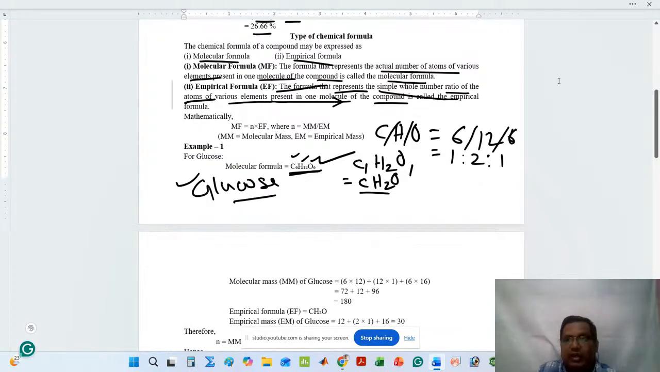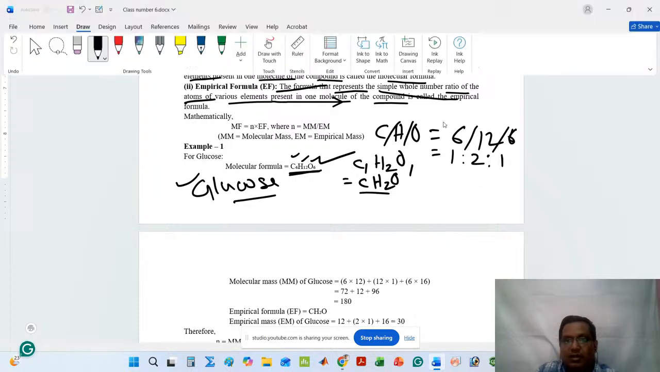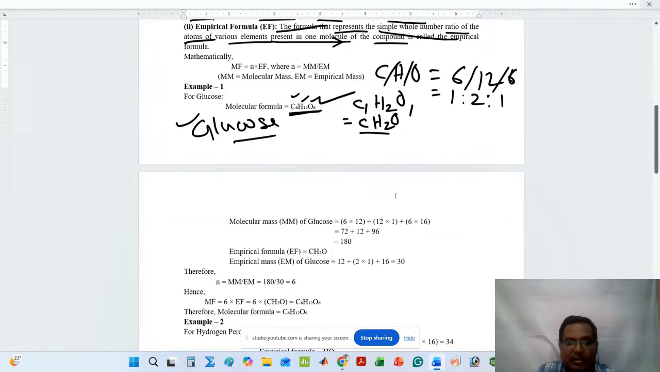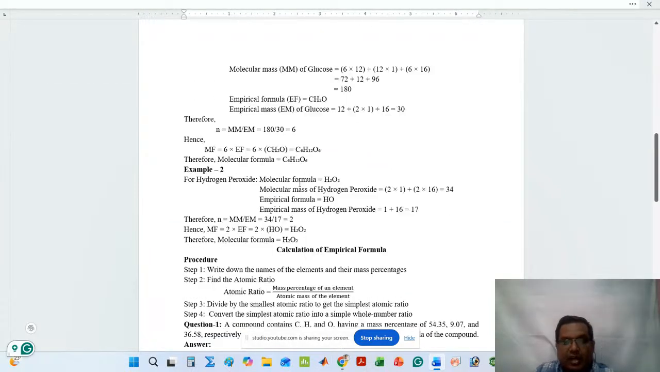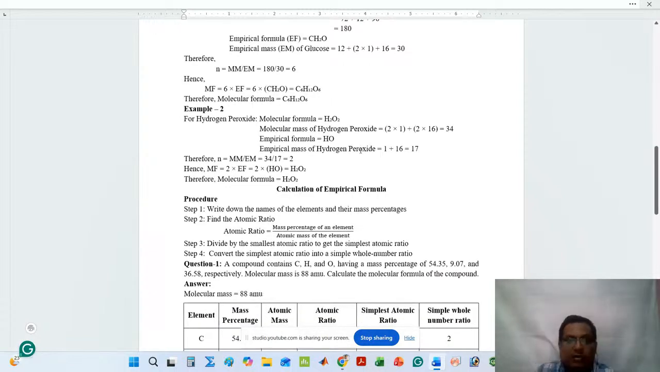Then look at another example. Suppose I want to take another example, then you will be able to understand clearly. Suppose I want to know the molecular formula of hydrogen peroxide. You know very well that it is H2O2. Here, two types of atom are present: one is hydrogen, another is oxygen.